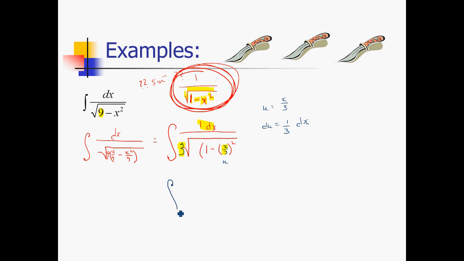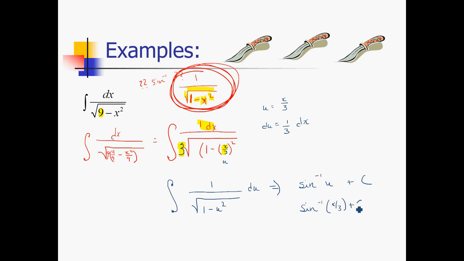So now, write it like this. I replace the x over 3 with the u. I replace the 1/3 dx with a du, and then this is just inverse sine of u plus c, but my u was x over 3.